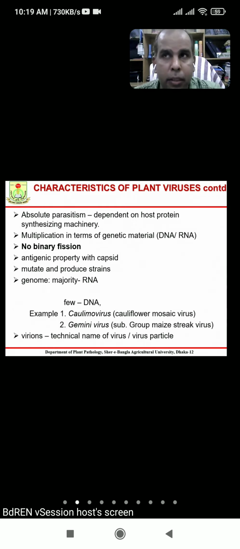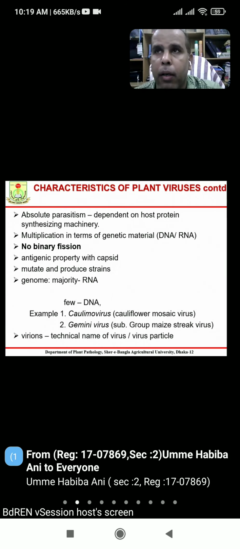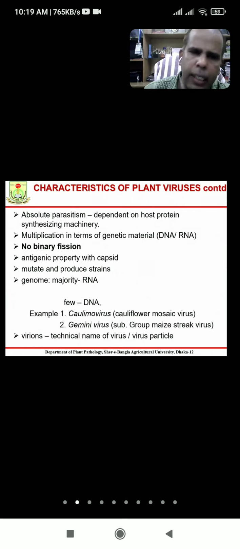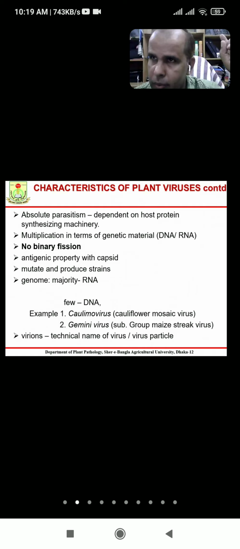That means it never happens that an RNA virus becomes a DNA virus, or a DNA virus becomes an RNA virus. Because their genetic material is RNA, then it will be multiplied as RNA. If the genetic material is DNA, then it will be multiplied as DNA. No binary fission. It is actually applicable for the bacteria.